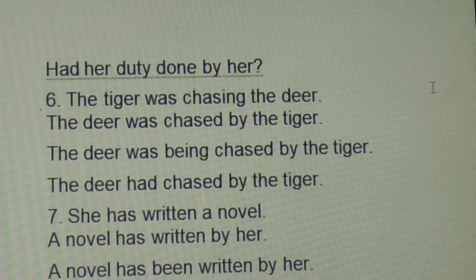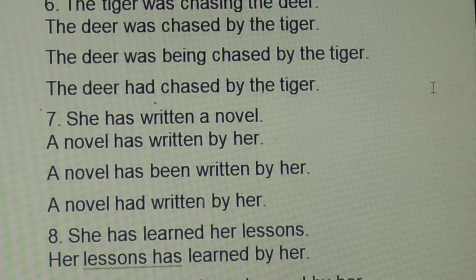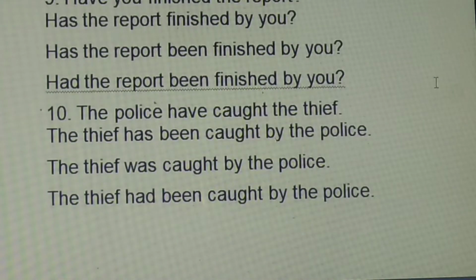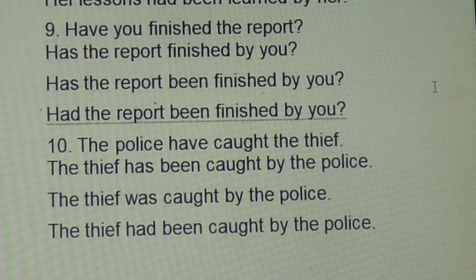Come on. She has written a novel. A novel has written by her. A novel has been written by her. A novel had written by her. She has learned her lessons. Her lessons has learned by her. So which do you think is the correct one? Children, come on. The police have caught the thief. See, so many options are there.